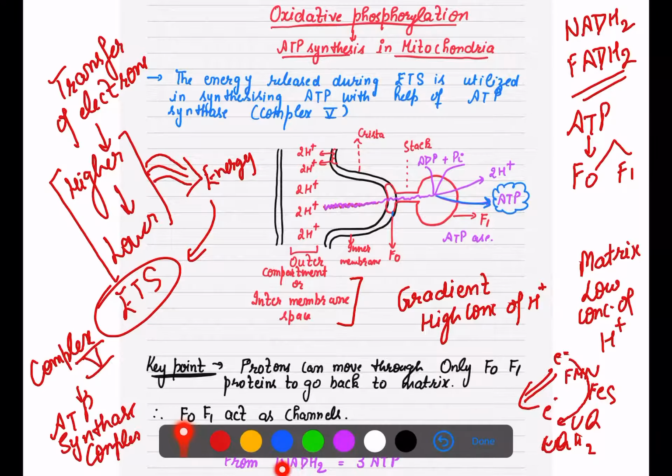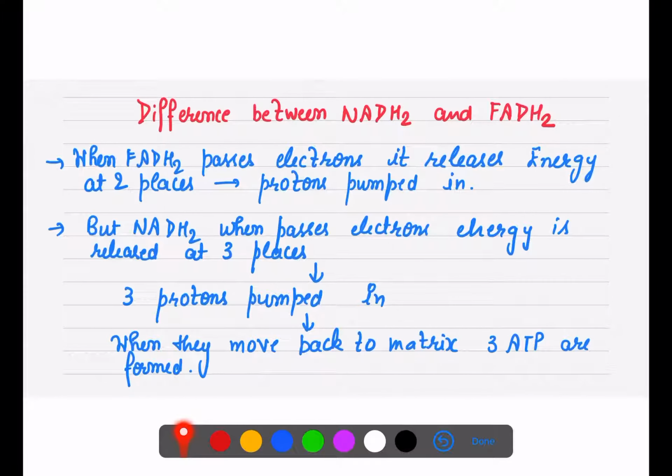oxidation of one NADH2, because on the oxidation of NADH2, protons make a gradient in the intermembrane space, and on breaking down of that gradient, when they move from higher to lower, only then is ATP synthesized.